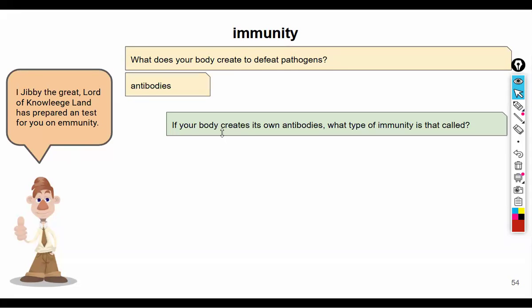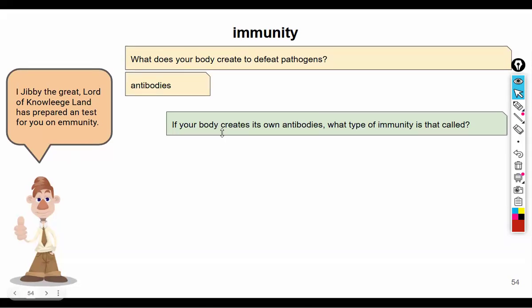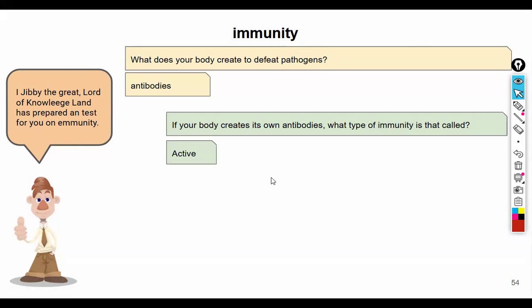What's the answer to the second question? If your body creates its own antibodies, what type of immunity is that called? Like right now, you're not in contact with anything. Let's say your body right now is developing, improving its immune system. What do you call that type of immunity? It's called active. When your body creates its own immunity with no help from anybody else, it's called active.